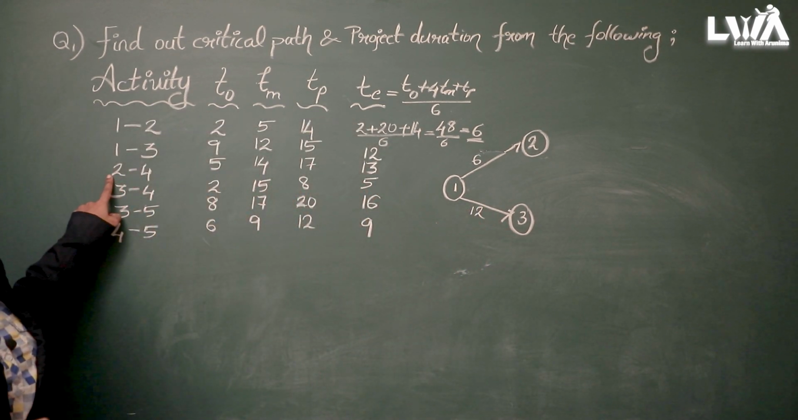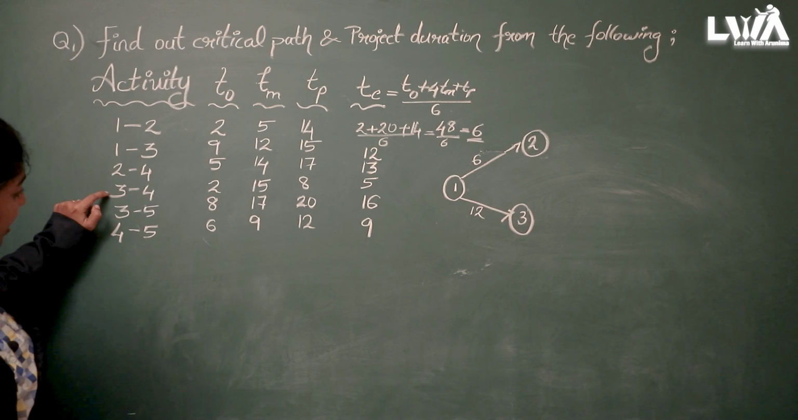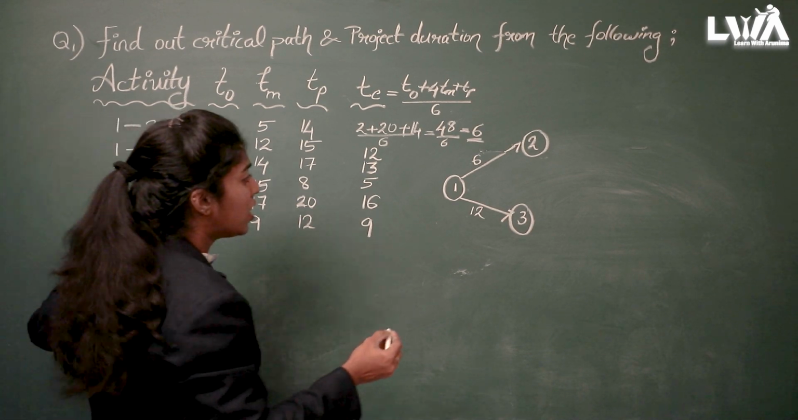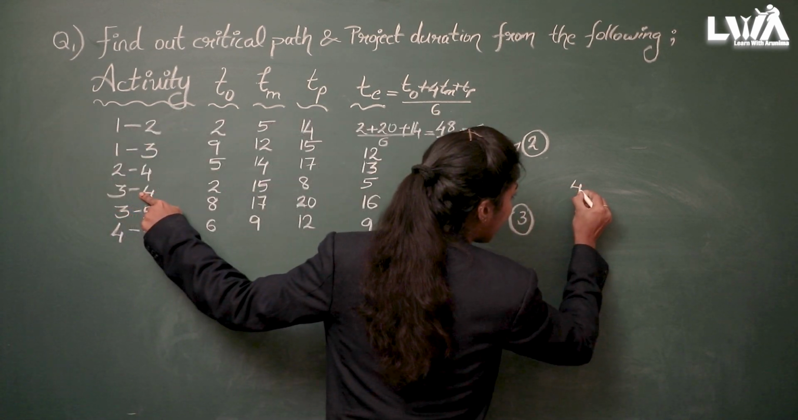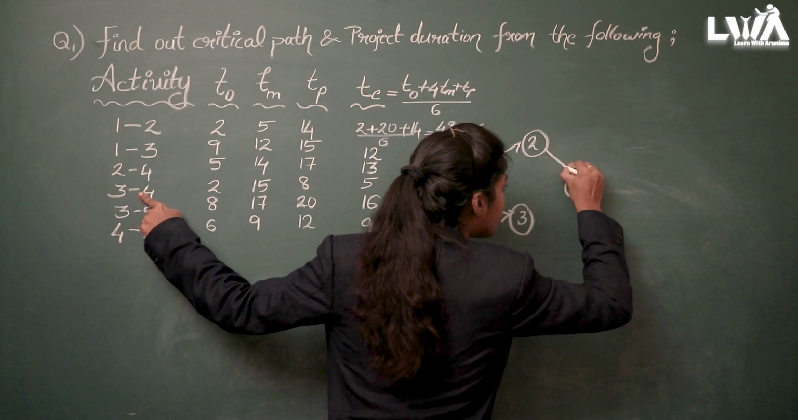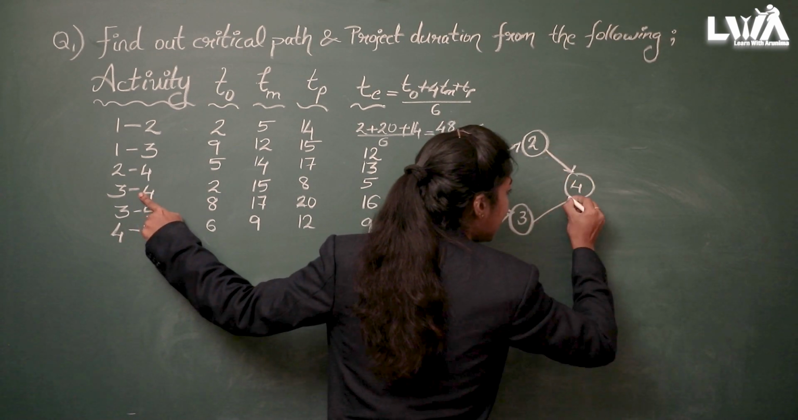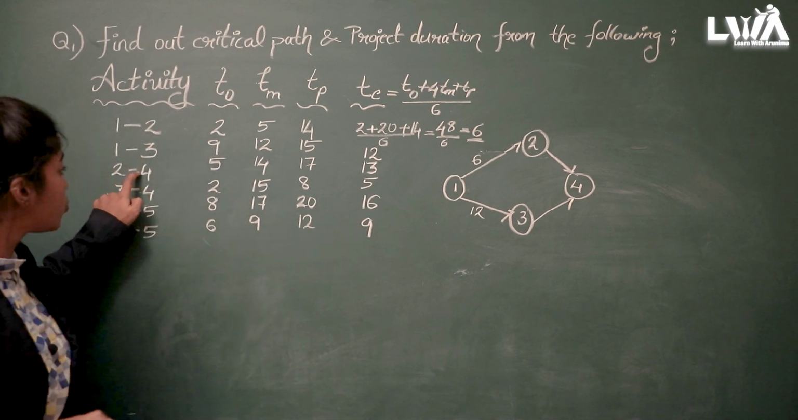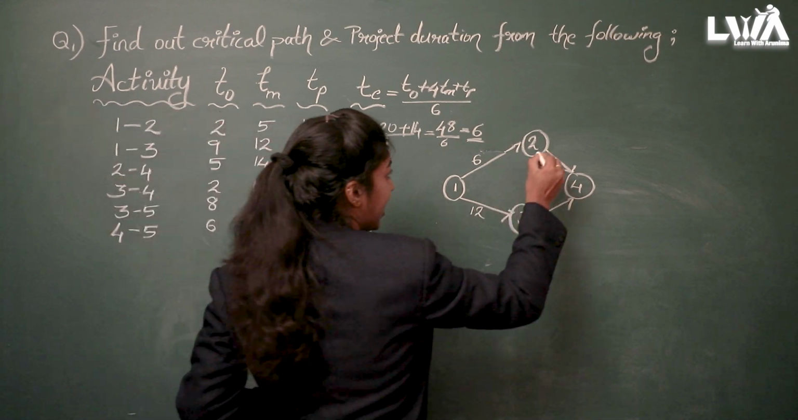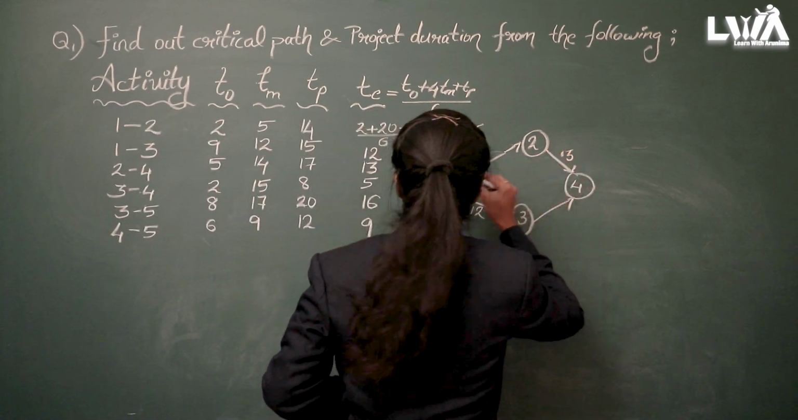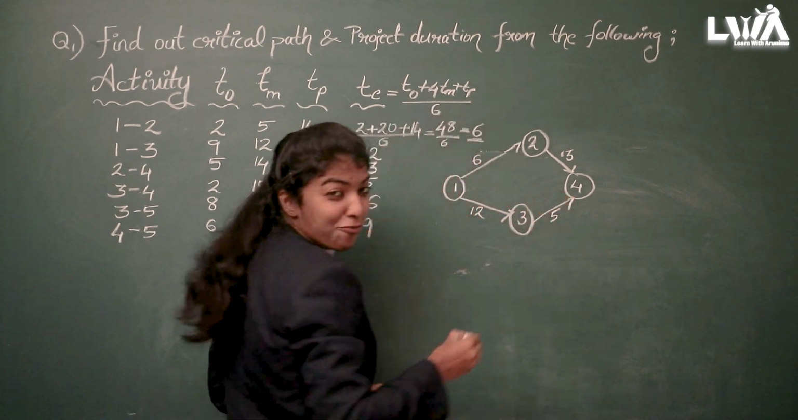Again, 2 to 4. Again, 3 is also going towards 4, so we can put 4 here. 2 to 4, 3 to 4. What is the 2 to 4 duration? It is 13. And the 3 to 4 duration, it is 5.